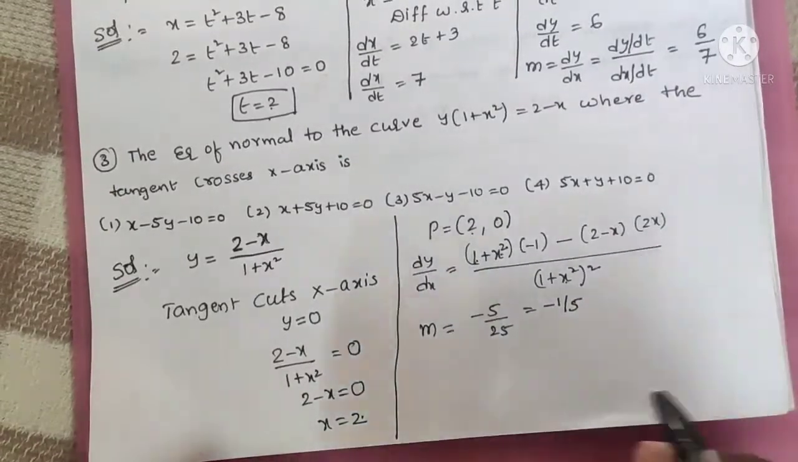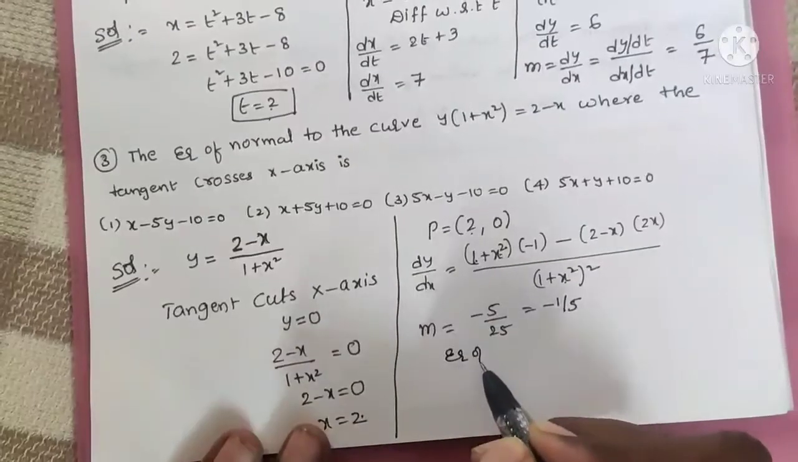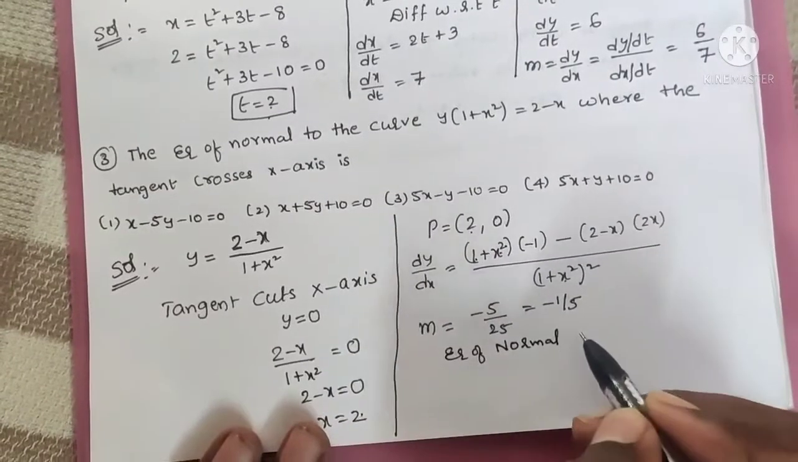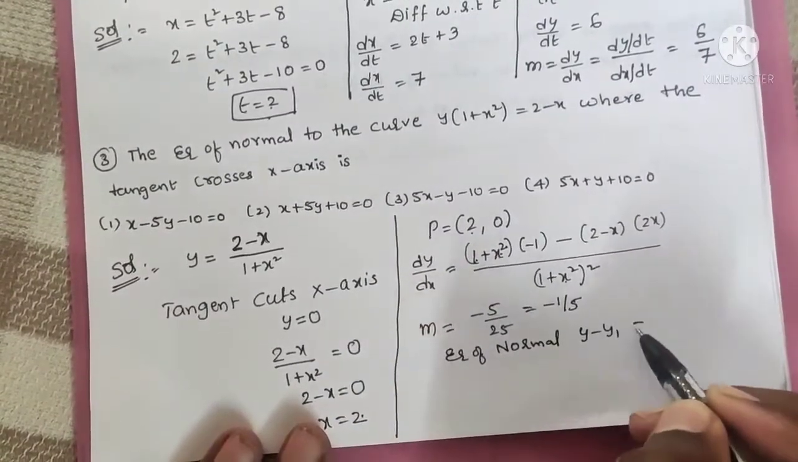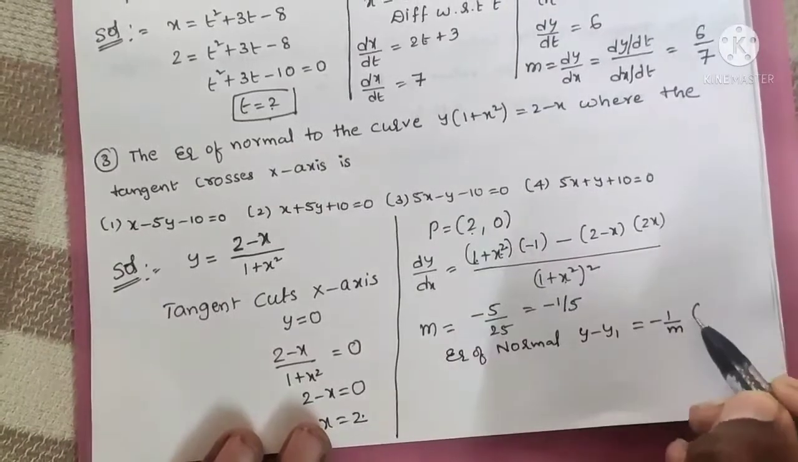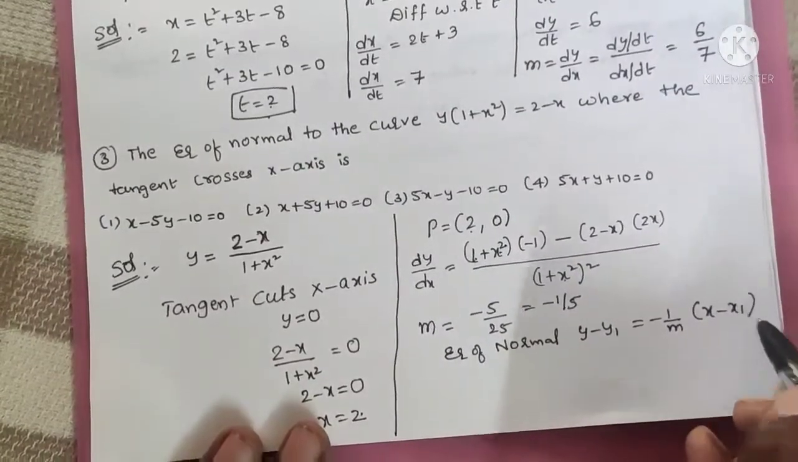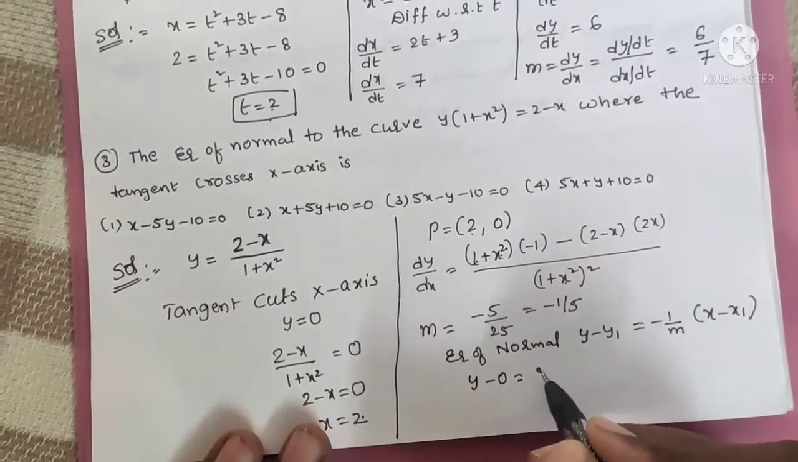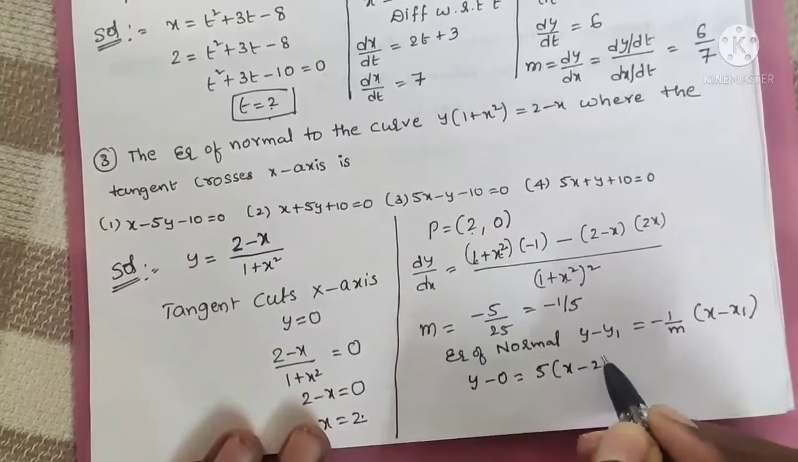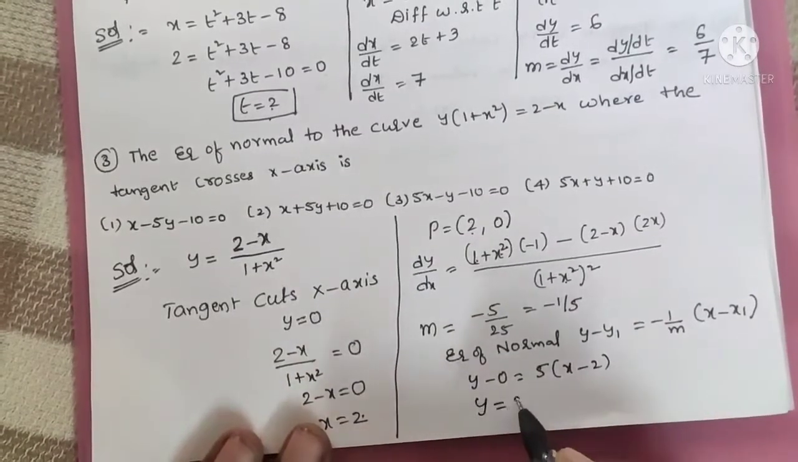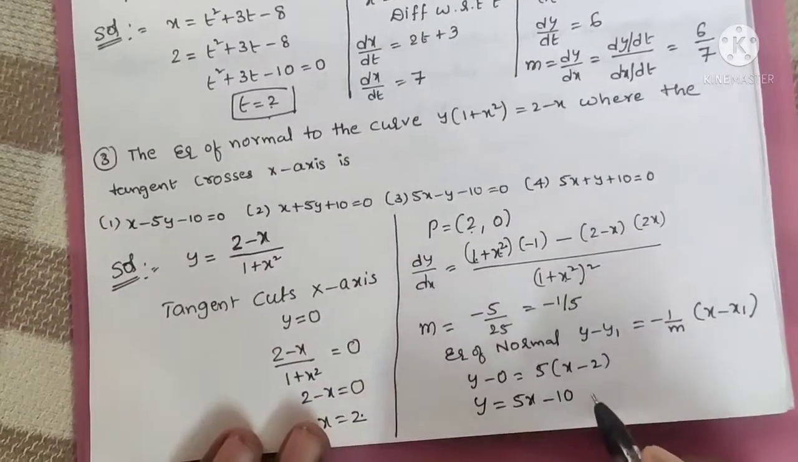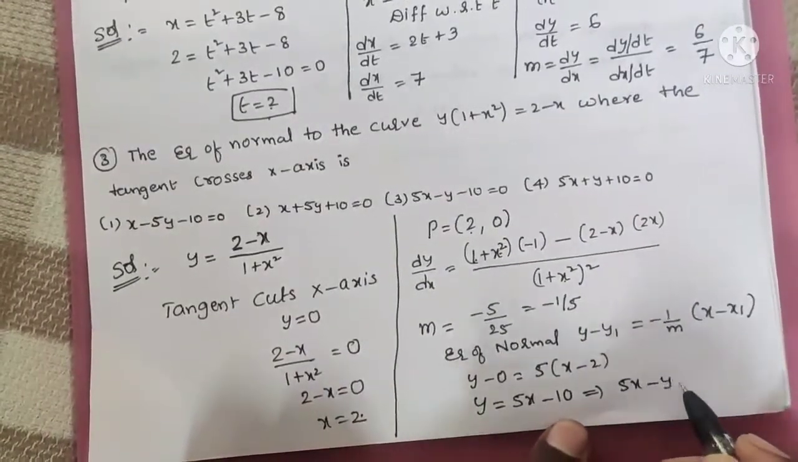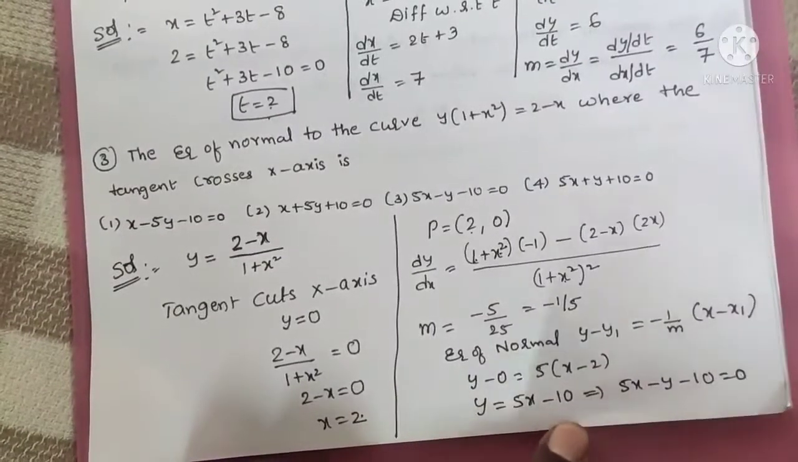But we require the equation of the normal. The equation of normal formula we already discussed in the synopsis: y minus y1 is equal to minus 1 by m into x minus x1. Then y minus 0 is equal to minus 1 by m, which means 5, into x minus 2. Then y is equal to 5x minus 10. The y comes to this side. Then 5x minus y minus 10 is equal to 0.